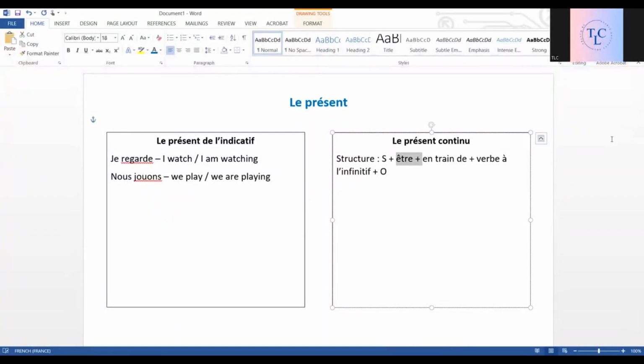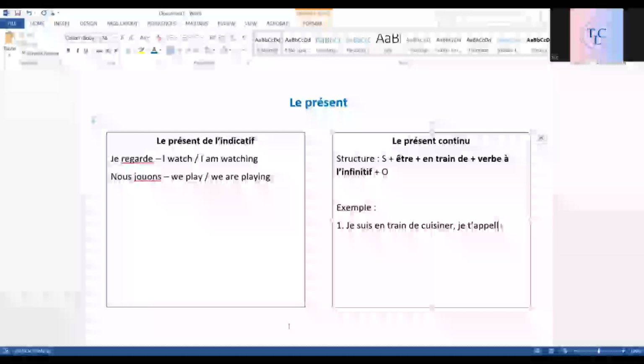So this is the most important part. Être will be conjugated according to the subject and then en train de and verbe à l'infinitif. So let's take a few examples where we actually need le présent continu. Okay, the first one is je suis en train de cuisiner.